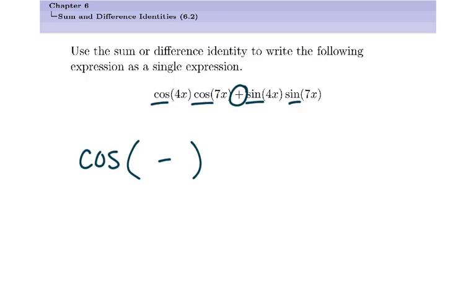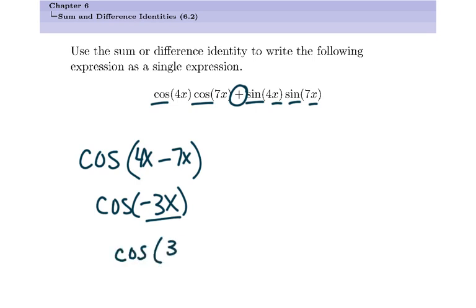What would be our a value here? 4x. And what would be our b value here? 7x. So we get cosine of negative 3x. If you look on your trig identities sheet, you're going to realize that cosine and secant are even functions, while sine, cosecant, tangent, and cotangent are odd functions. What that means is I can rewrite this entire thing by factoring out the negative and getting rid of it. So I can rewrite that as cosine of 3x. If the cosine function was odd, I would have rewritten it like this. But since it's even, it will simplify to this.